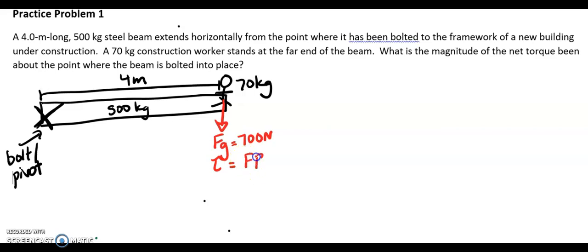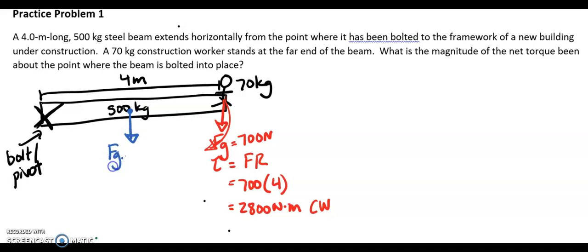So that is going to be your force times your radius. The force the construction worker is applying is straight down, or perpendicular to the beam. So it's 700 times, how far away is that construction worker from the pivot? 4 meters. So that is going to be 2,800 newton meters. And that would make it rotate clockwise. Great. Now let's look at the beam. It's a uniform steel beam, so we can approximate all the mass to be on that uniform object in the center.